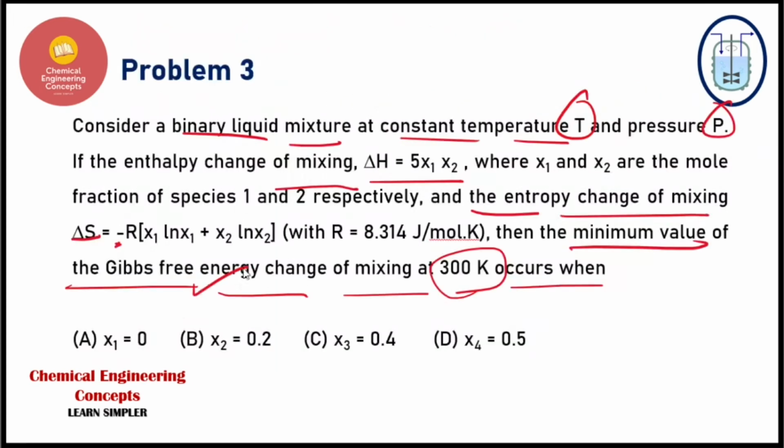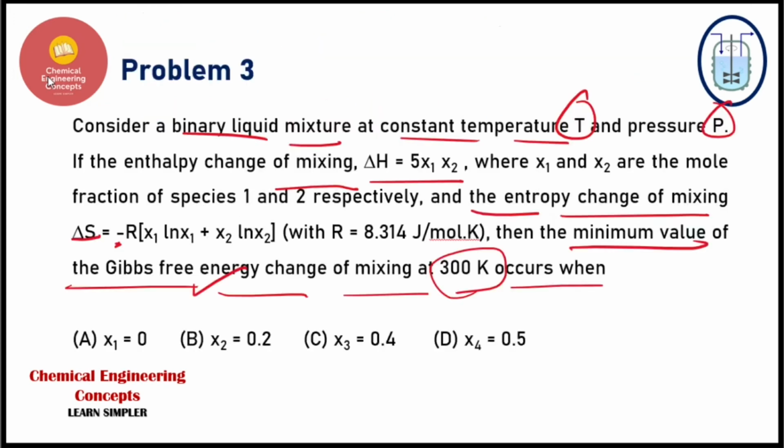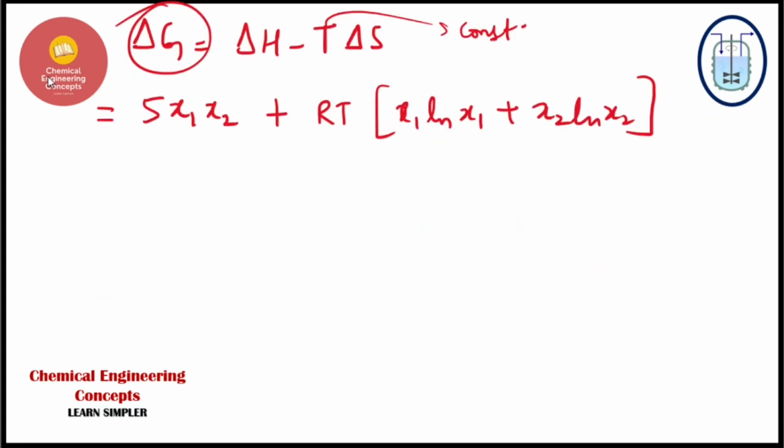The minimum value of the Gibbs free energy. To find the minimum or maximum value, you have to differentiate this term, delta G with respect to x1 or x2. So let's just do this with x1. We differentiate delta G with respect to x1 and equate it to 0. When you equate it to 0, you will get the value.